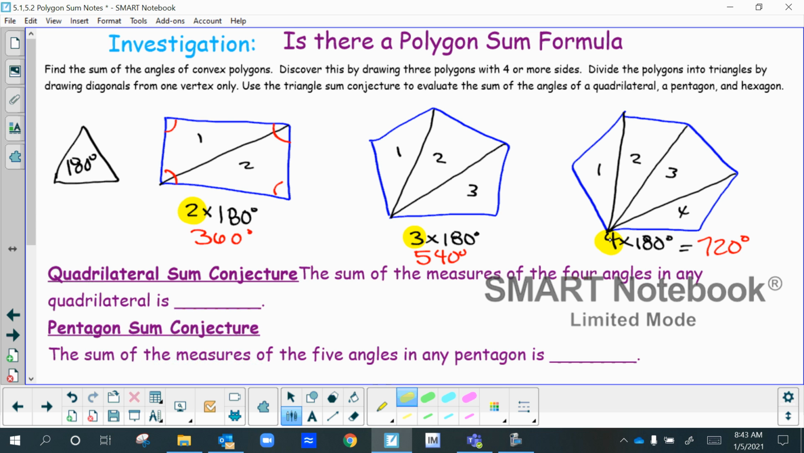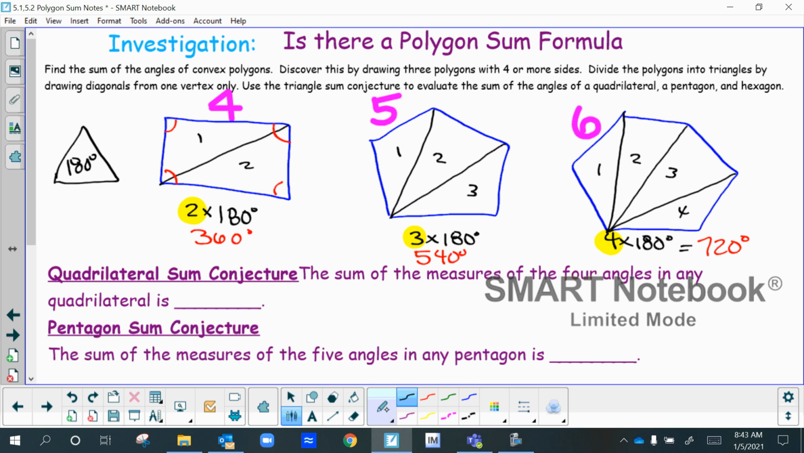Okay, so I'm going to highlight this number right here, and now you should be able to figure out the total number of degrees in any polygon. So remember, this one was for the 4-sided polygon, this one was for the 5-sided polygon, and this one was for the 6-sided polygon. So how is this 2 related to the 4? How is the 3 related to the 5? How is this 4 related to the 6? There's always going to be 2 less triangles than the number of sides, okay? And so you should be able to figure it out for any type of polygon now.